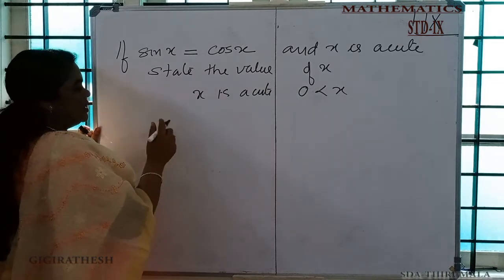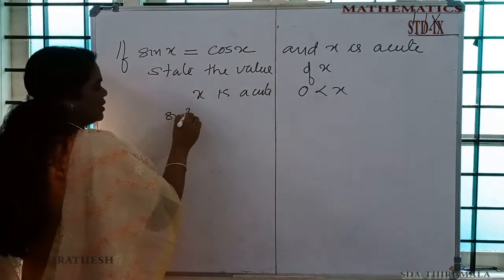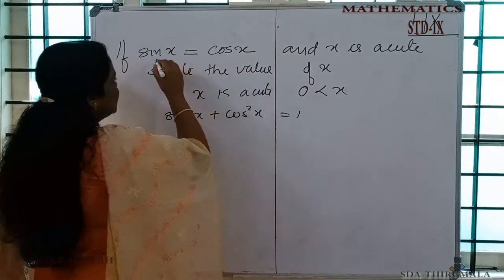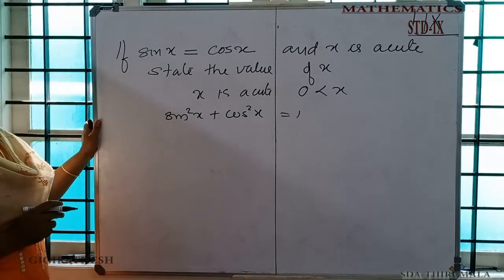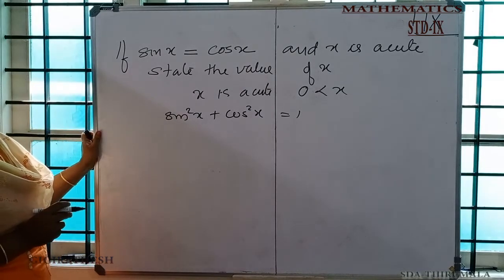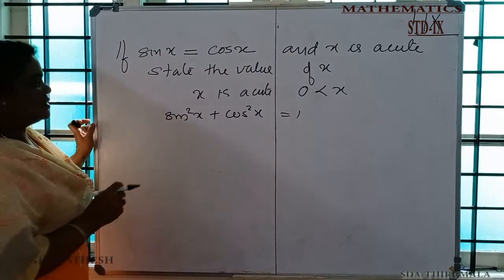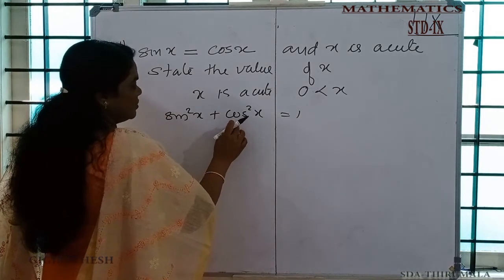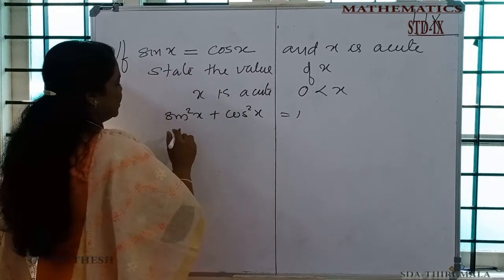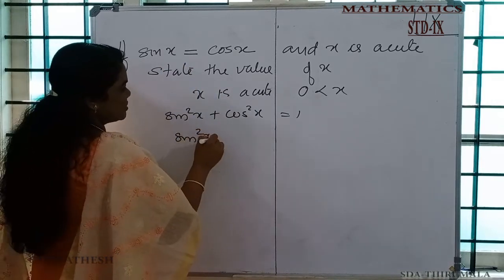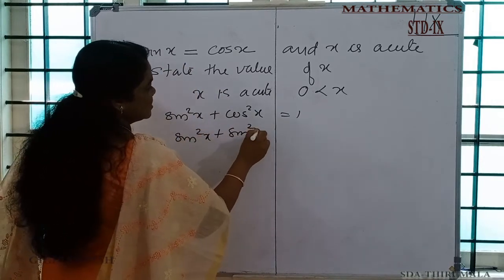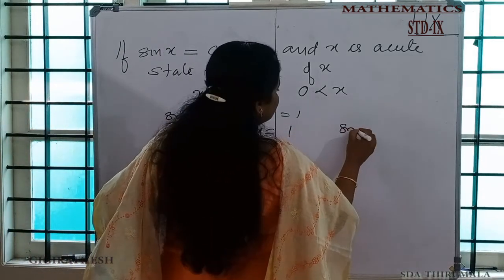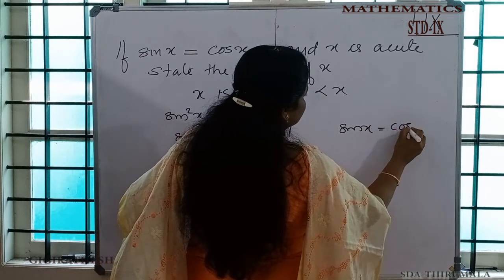We know that sin square x plus cos square x is equal to 1. Here sin x is equal to cos x. If sin x is equal to cos x, what is the value of x? Putting the value of sin x in place of cos x, we get sin square x plus sin square x is equal to 1.